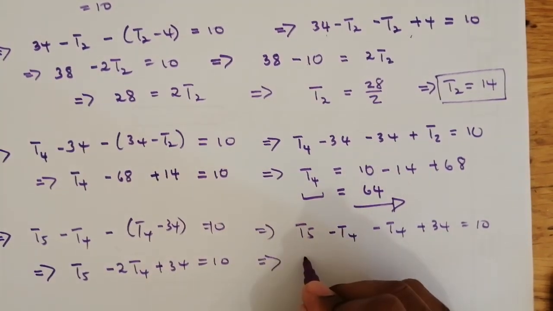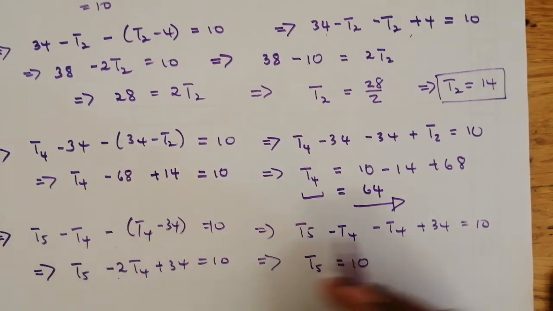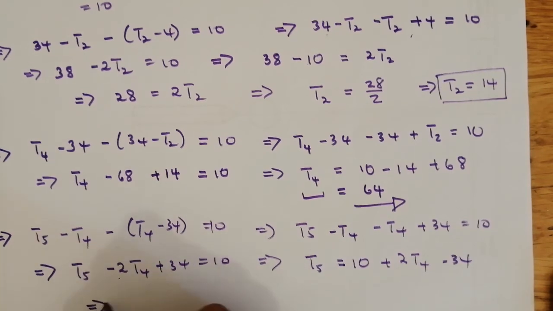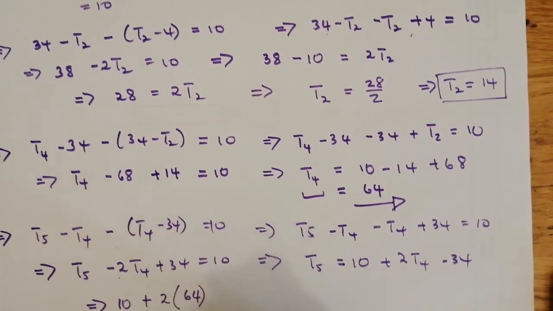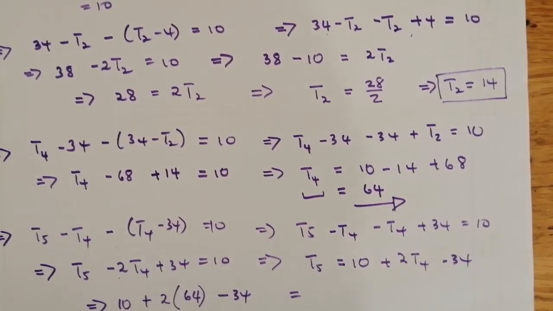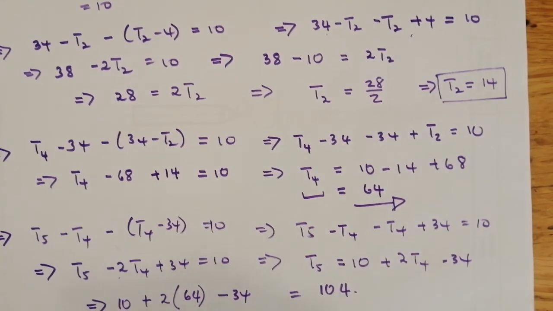So T5 equals, let me take everything to the other side of the equal sign, 10 plus 2T4 minus 34. T4 is 64, so it's 10 plus 2 times 64 minus 34. So 10 plus 2 times 64 minus 34 is 104. Okay, so we have 104.